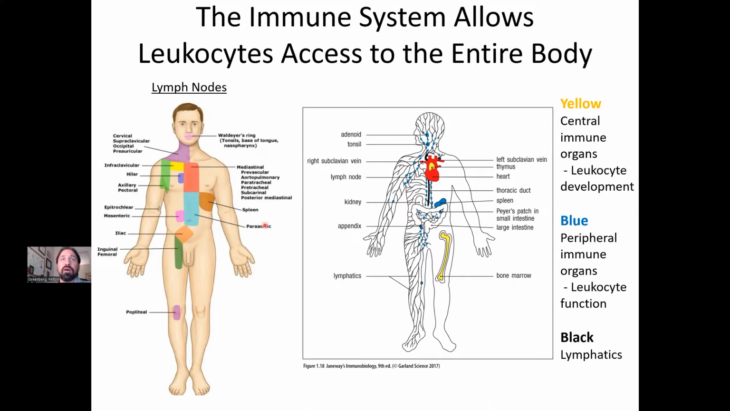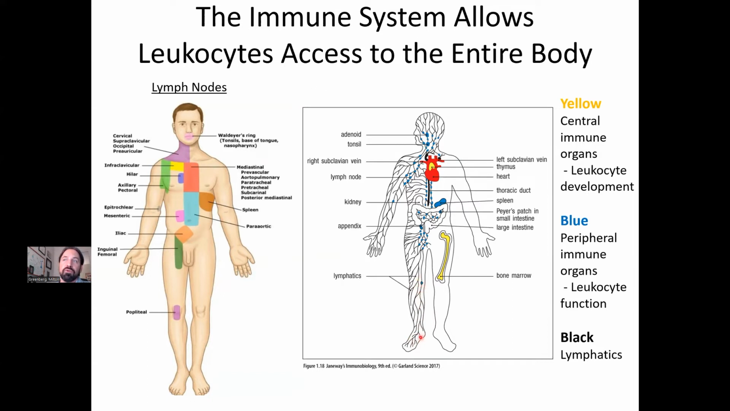A number of this was covered early in the class. I'm just going to bring it back, make sure we're all on the same page. So the immune system allows leukocytes to access the entire body. And so in today's lecture, we'll be discussing some of the dynamics that are happening between the site of infection and the lymphatics. So the lymphatics are the drainage tubes that will then get filtered through the lymph nodes.